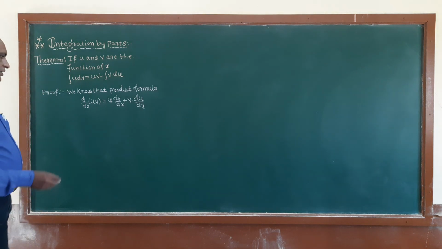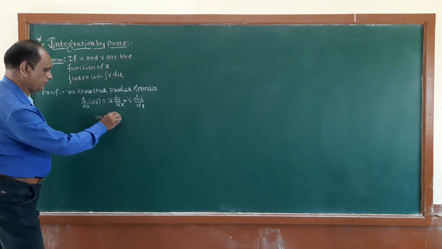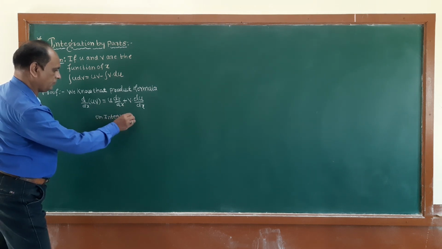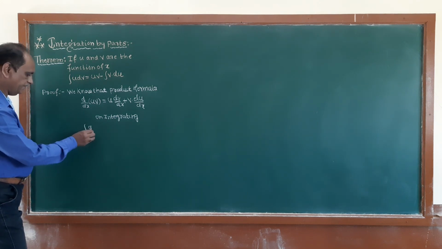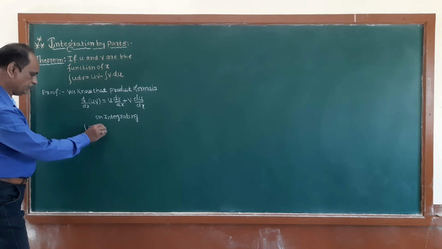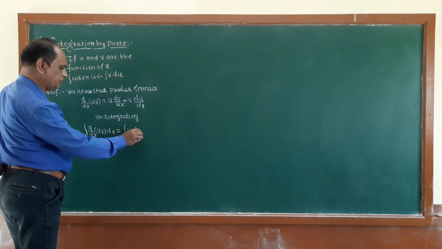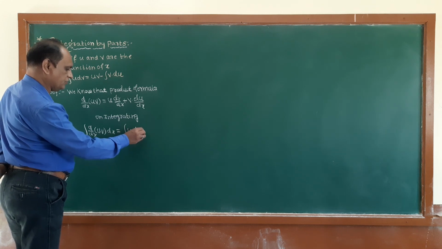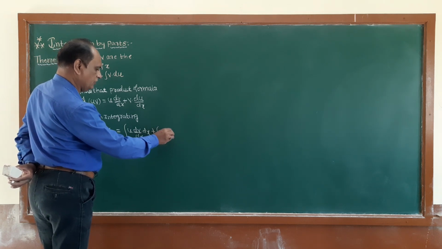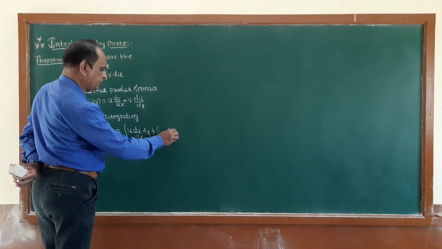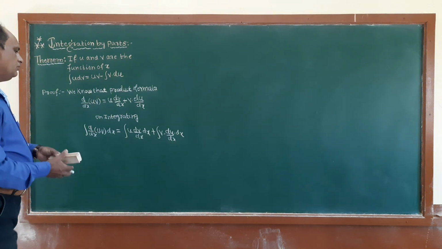Okay, then on integrating our equation, the integral of d by dx of u into v with respect to x is equal to the integral of u into dv by dx into dx, then plus the integral of v into du by dx into dx. So we integrate the above equation with respect to x.